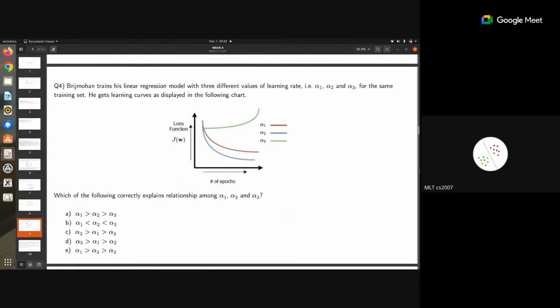Okay, we are at the 9th slide. I'll try to finish it as soon as possible. Can you just see this example? Bridgemont trains his linear regression model with 3 different values: alpha 1, alpha 2, and alpha 3 for the same. And what are these alpha 1, alpha 2, alpha 3? Learning rates.